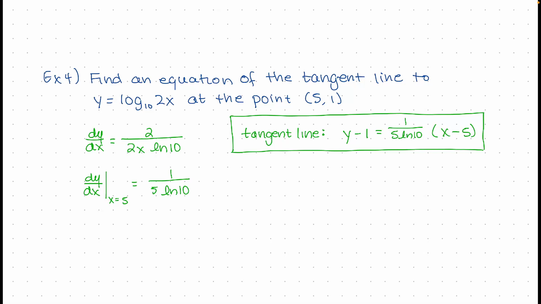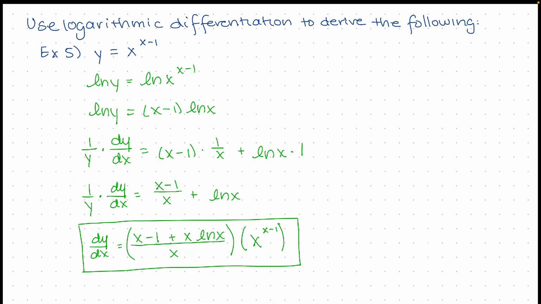Anybody need more time looking at number 4? Ready for number 5 then? Number 5 is right there. Oh my God, there's a variable in the base and the exponent. It's insane! Thank God for logarithmic differentiation, though. This is how you do it.